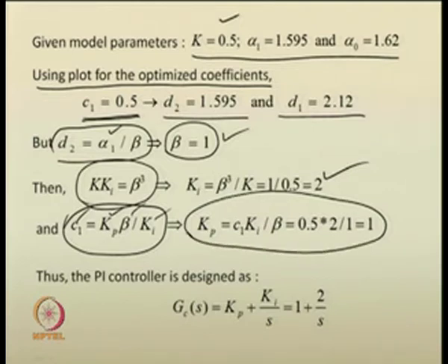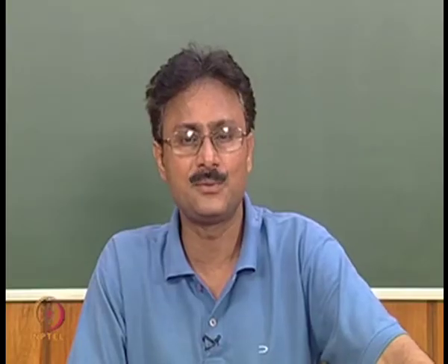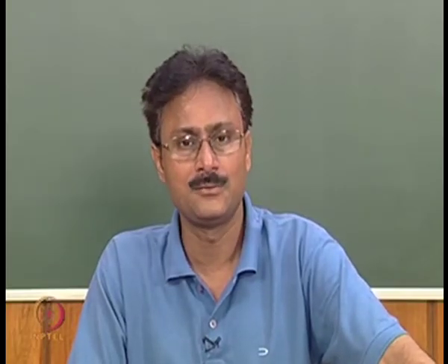Thus, we have been able to design a PI controller, which is given as G_C(s) equal to Kp plus Ki upon s, that is 1 plus 2 by s. What is expected from this controller? This controller must give us a time response which is as we have seen for the standard transfer function.